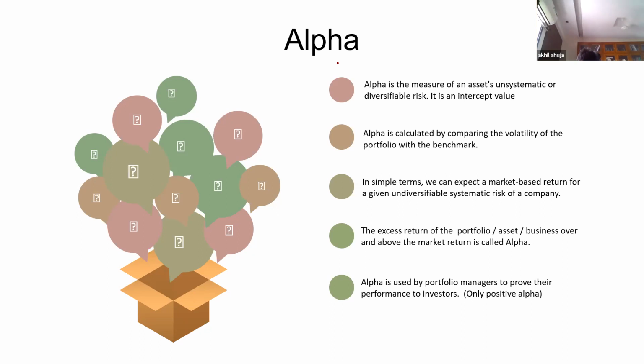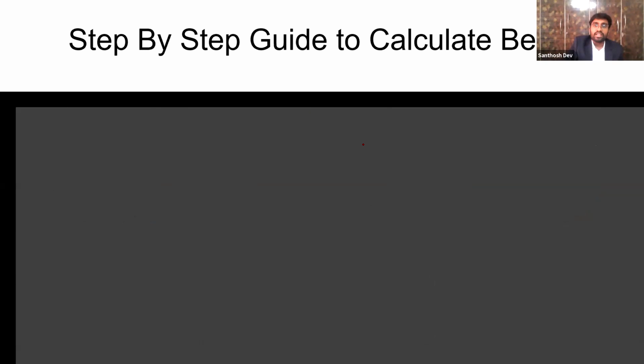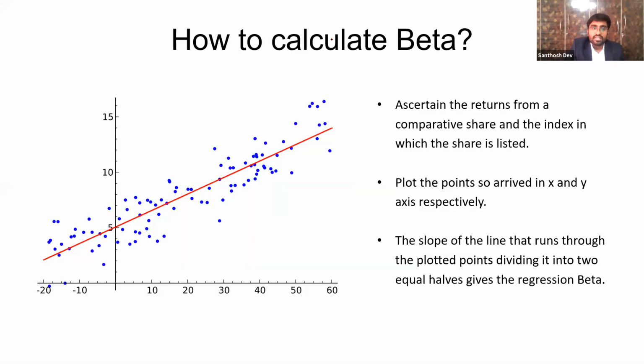Can it be diversified? Yes, it can be diversified. That is why we call it unsystematic diversifiable risk. This will be represented as an intercept value. When I did this plot, you might have seen that there is this line, and the slope of this line represents beta.